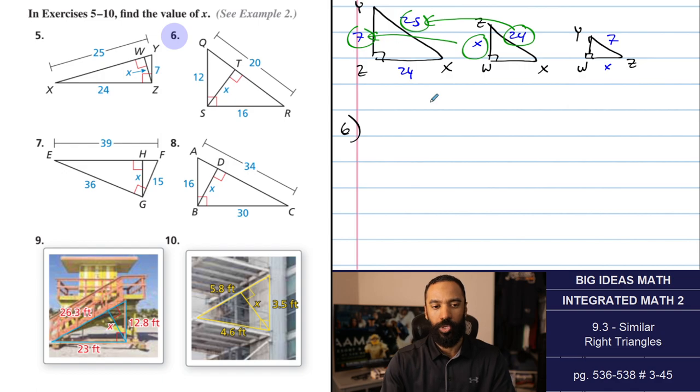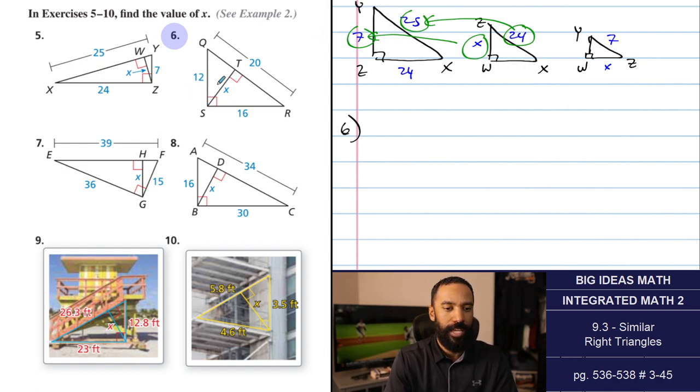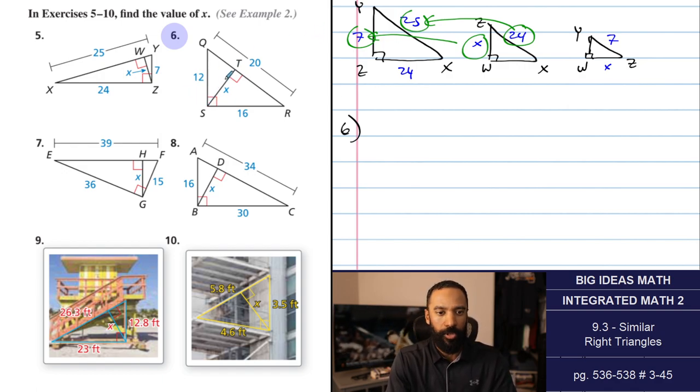On number 6, with the drawing in mind, once again, x is in the middle here. X can represent either the long leg of the small triangle or the short leg of the medium triangle. Now, you have to ask yourself, as far as long leg goes of the small, do I have a long leg elsewhere? Yes, I have long leg of the medium.